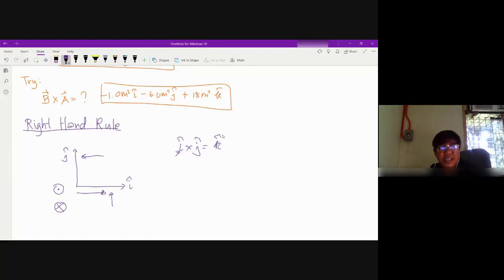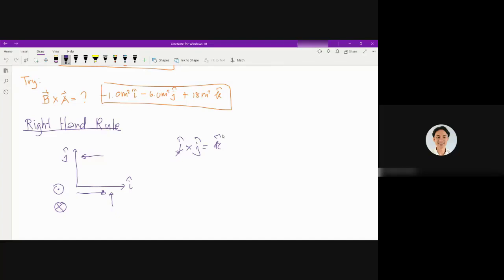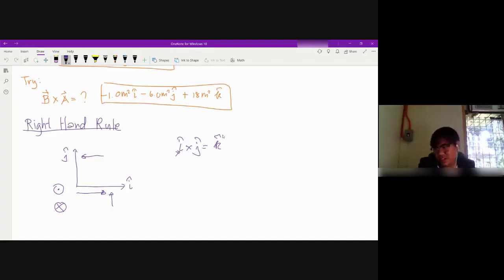Ang J cross I. So using right hand rule. Si Howie. So pakiturn on sa screen si Howie. Okay, so ang gusto nako is ang J cross I. Sige, use your right hand rule para i-determine ang direction sa resultant vector.